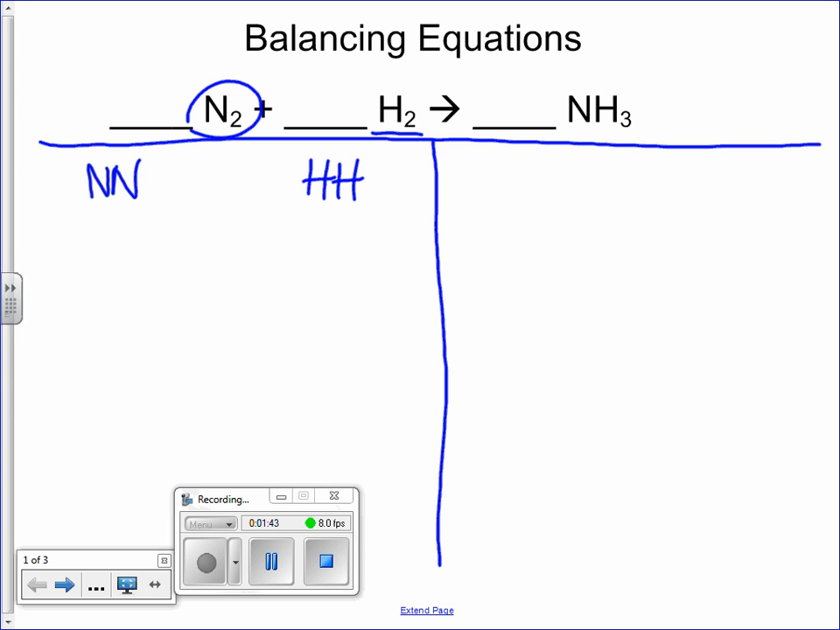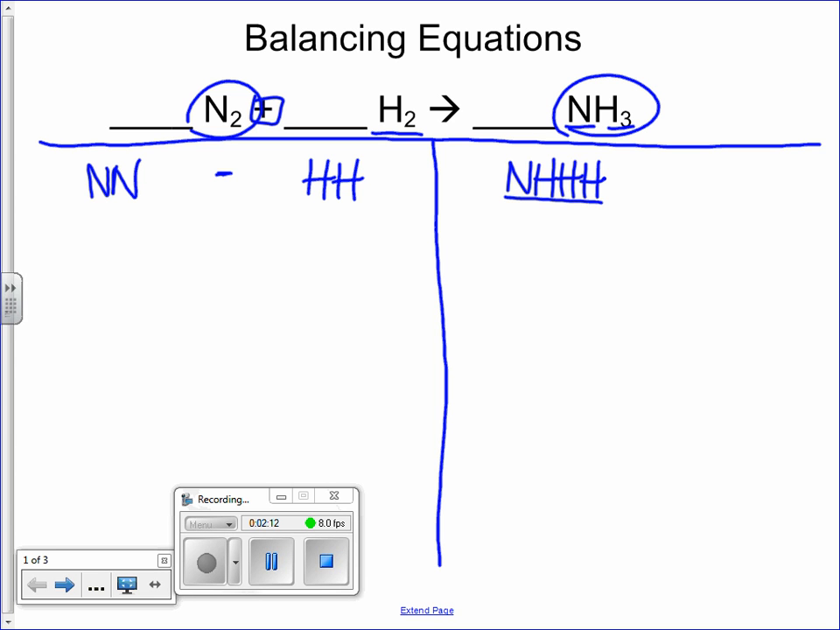Okay, then we're going to go to the other side of the equation, and here I have one N, and I have 3 hydrogens. Now, notice that I kept these together as a unit because this is a compound that needs to be kept together. These two were separated by an addition sign, so we're going to separate them while we're doing our work. It's really important that you keep those compounds connected together.